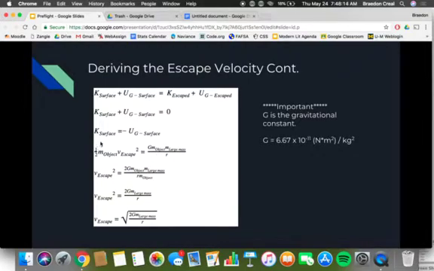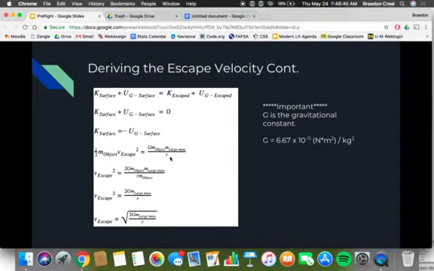Once you've substituted the equations into the kinetic and potential energy system, we receive 1/2 mass of the object times velocity escaped squared is equal to G, which is the gravitational constant, 6.67 times 10 to the negative 11, times mass of the object times mass of the large mass divided by r, which is the Schwarzschild radius.